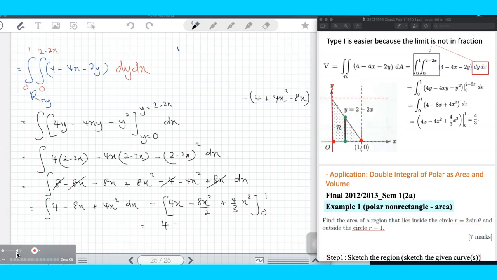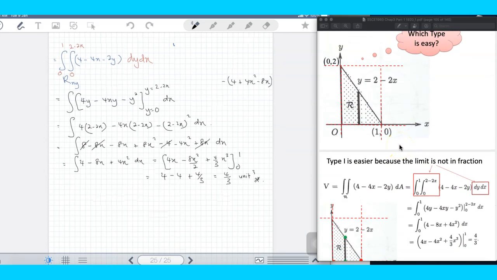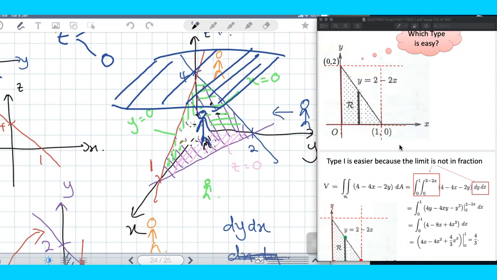Four minus 4 plus 4/3 minus 0. So we get 4/3 unit cube because we are computing the volume. So now we manage to get the volume of this tetrahedron.